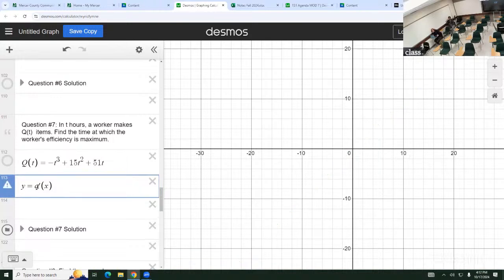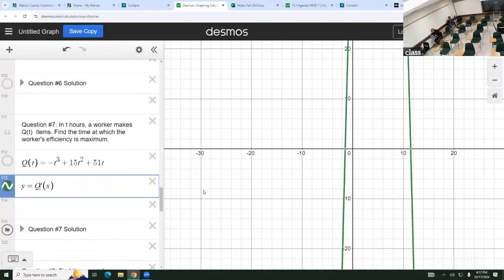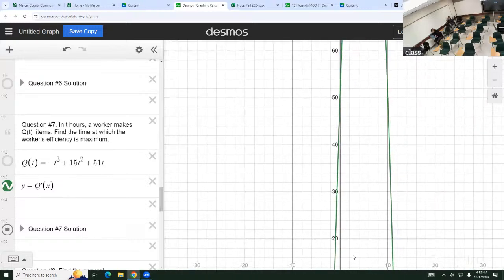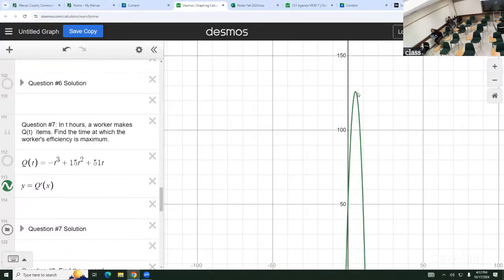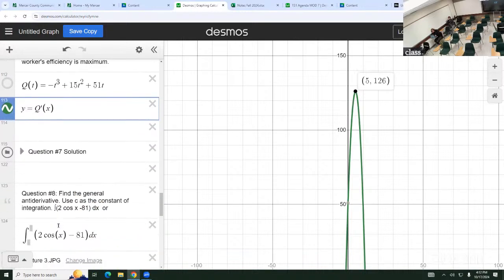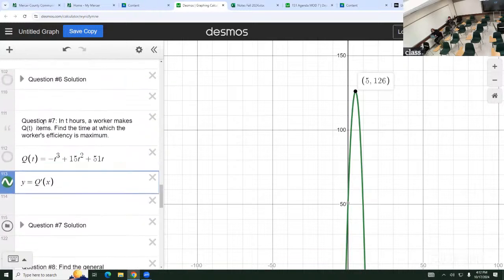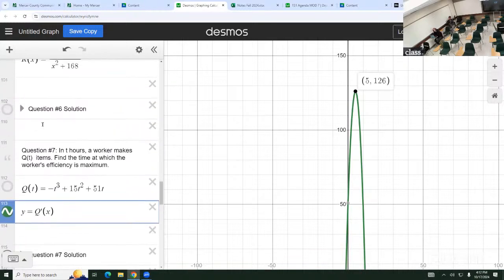Okay. Oh, capital Q. Sorry, my bad. Okay, and then you just have to find the maximum derivative, which is going to be right there. 5. Okay. All right, now so are we okay with that? Those are all the basic questions.